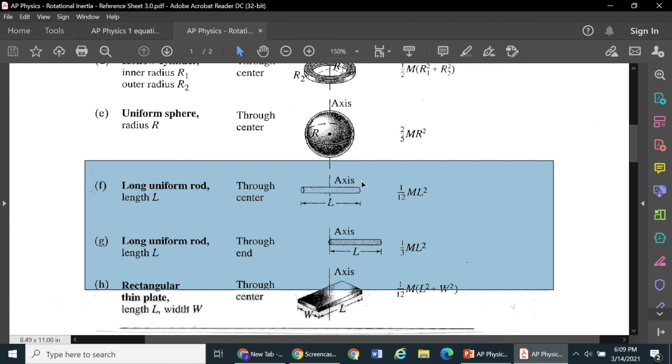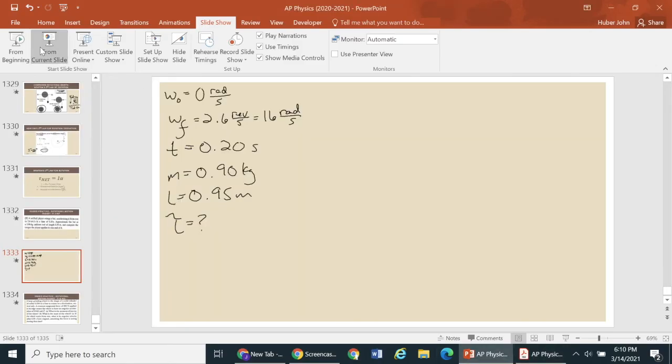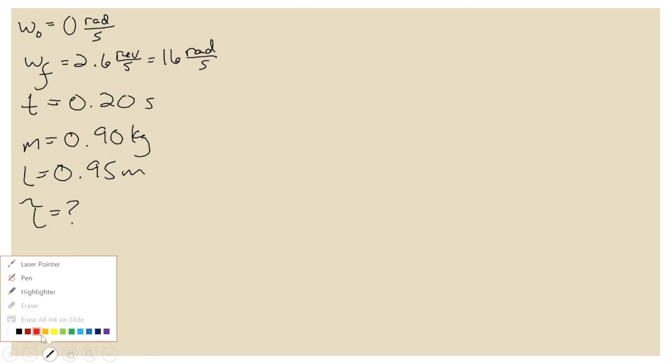Does a baseball player hold the bat in the middle of the bat or at the end? They hold their bat at the end, right? And so that equation, 1/3 ml squared, is going to be the equation we want to use. Notice here, this question was asking us for the torque. And so if we use the equation that we just developed here, I'll just go ahead and write this down in the corner first. Torque equals I alpha, that we don't have yet I or alpha. And so we need to go ahead and solve for those things first.